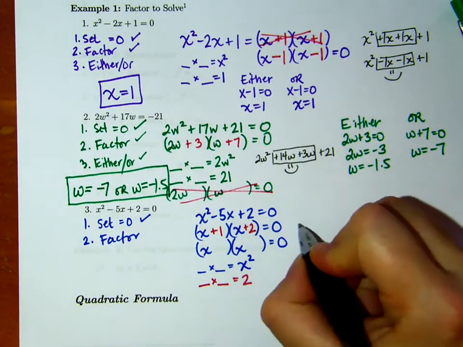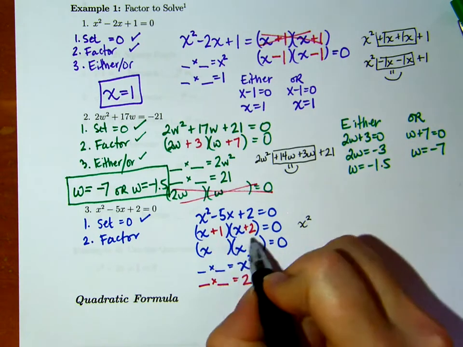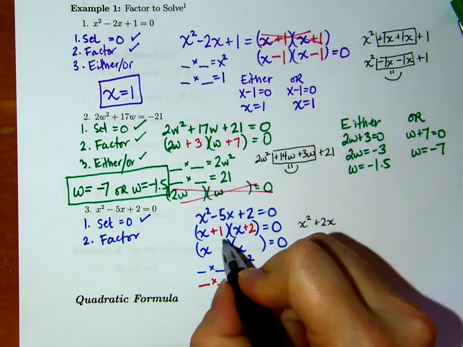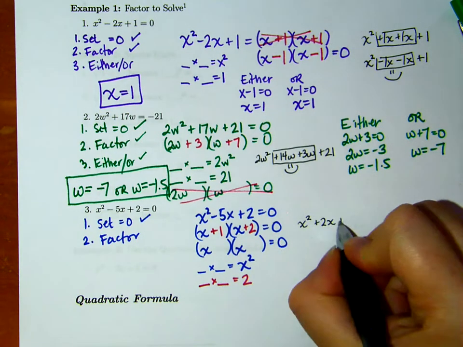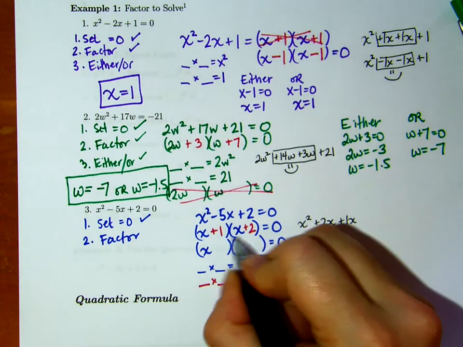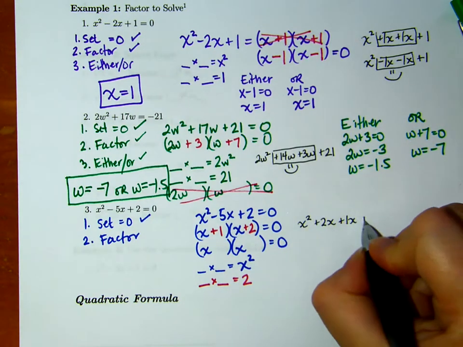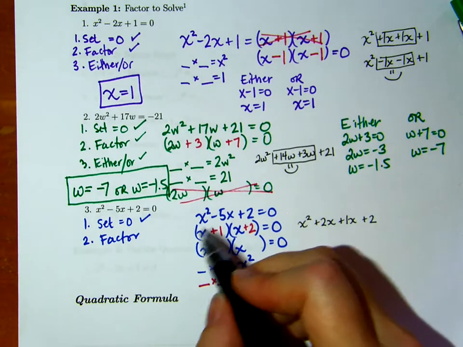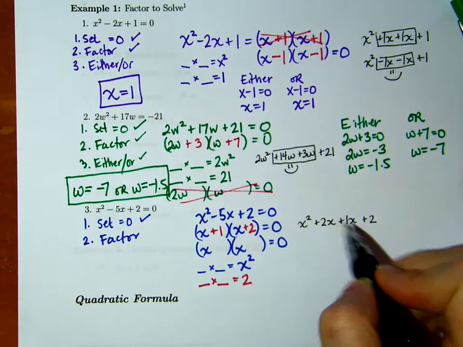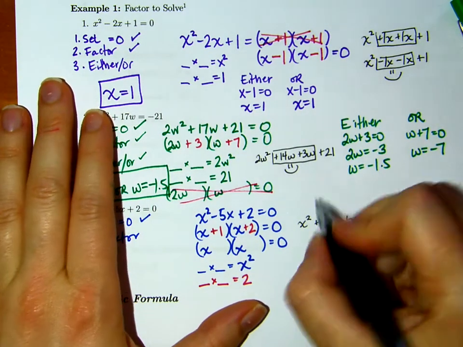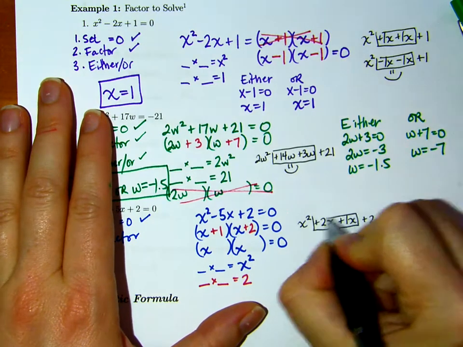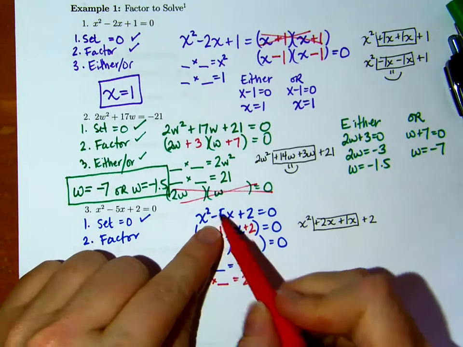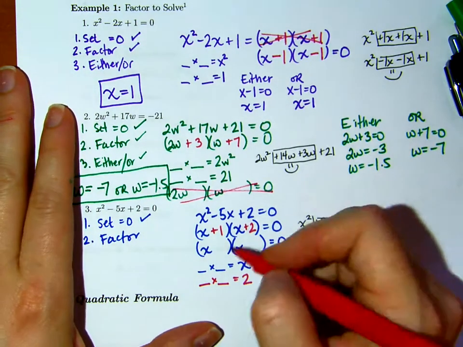Okay, so x by x is x squared. x by 2, that's 2x, positive. This is 1x, positive. And positive 1 times positive 2 is positive 2. So it looks like the x squared is good, and the plus 2 is good, but this would be 3x's. Bad.